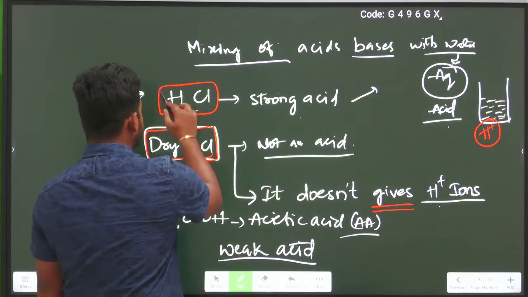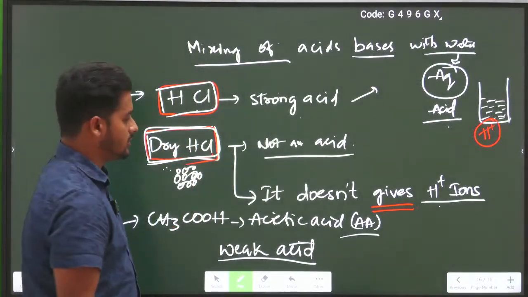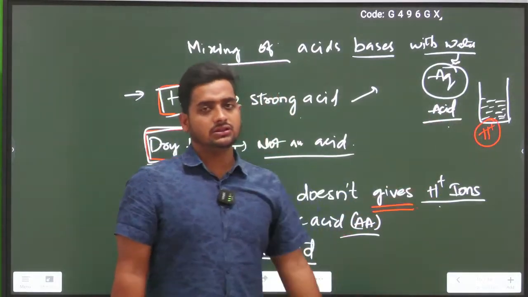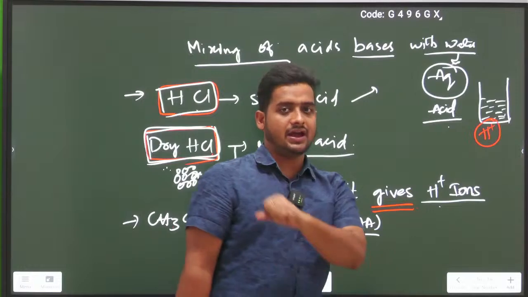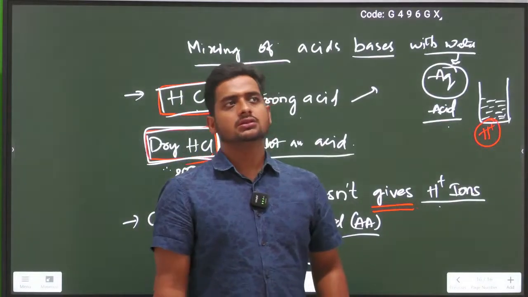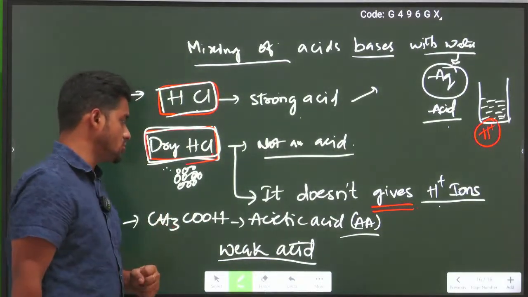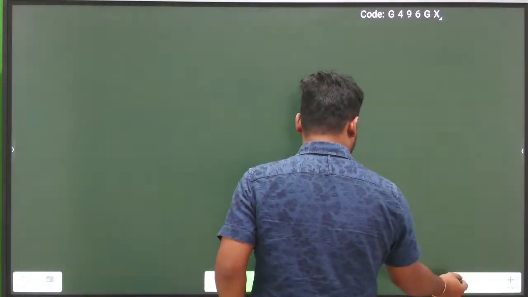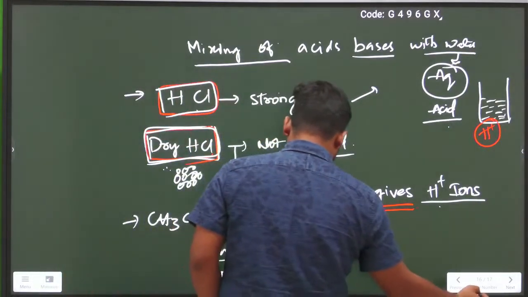Taking for example this HCl and dry HCl, why are these not acids? Because they are not giving you any hydrogen ion. If they give you hydrogen ion, then you can say they are acids. If they are ionizing into H plus ion and OH minus ion, then you can say they are acids and bases. But if they are not ionizing, you should not say they are acids. So by this we can understand these are the types of acids, weak acid and strong acid. Yes or no?